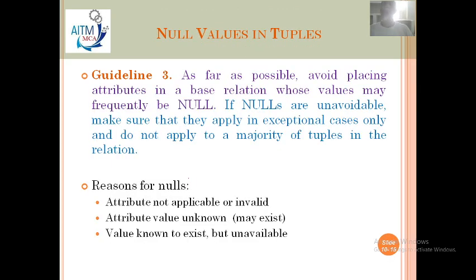Third one is null values in tuples. As far as possible, what is guideline number 3? As far as possible, avoid placing attributes in a base relation whose values may frequently be null.